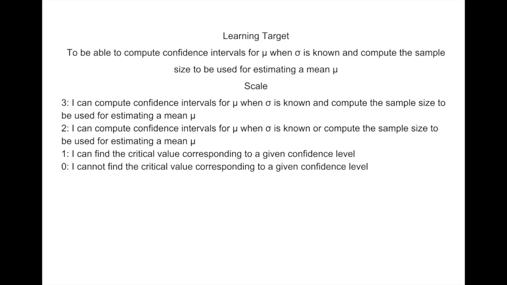You're a 2 if you can compute confidence intervals for mu when sigma is known or compute the sample size to be used for estimating a mean mu. You're a 1 if you can find the critical value corresponding to a given confidence level. And you're a 0 if you cannot find the critical value corresponding to a given confidence level.